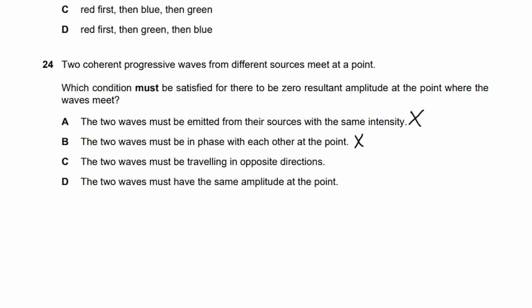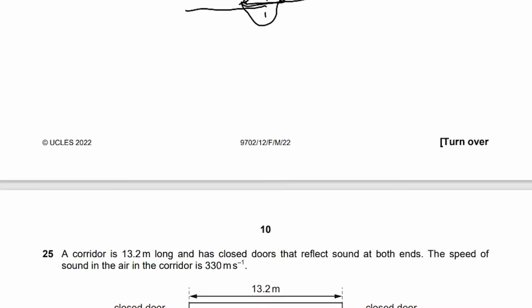The two waves must be traveling in opposite directions. No, that is a condition for stationary waves, not for coherent waves. The two waves must have the same amplitude at the point. Yes, they have the same amplitude, because the amplitude is the displacement from the rest position. Now you might be wondering that for destructive interference to occur, one wave must have a positive displacement and one must have a negative displacement. The amplitude of both these waves must be equal. So that's the case in option D. Okay, so let's move to the next question.